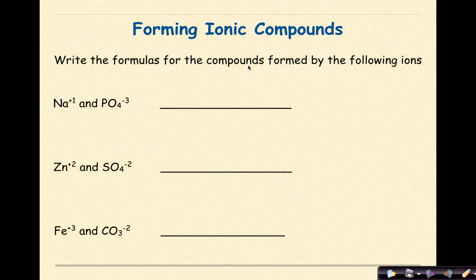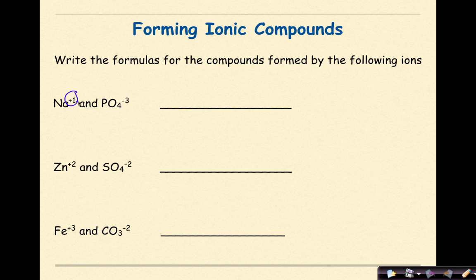Write the formulas for the compounds formed by the following ions. I'm going to do the first one, and then I'd like you to stop and attempt to do the next two. Start the video again and check your work. So I have Na+1, PO4 -3. So what I'm going to do here is basically a review of the crisscross rule.